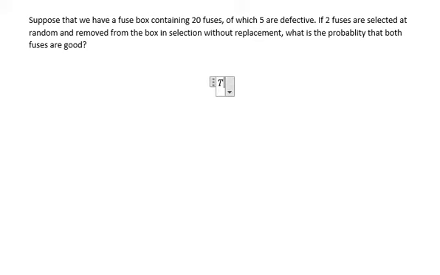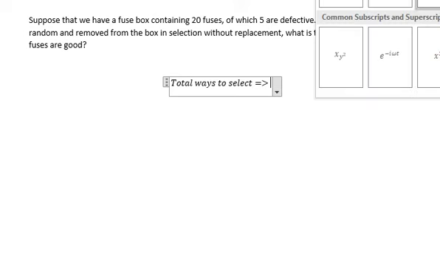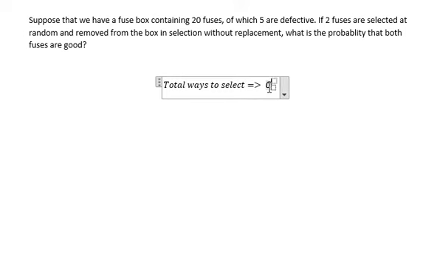First, we need to find the total ways to select. So that's it about the combination. C20, and we have 2 fuses, so we have the number 2 in here. And we go about this one first. It's about 190.